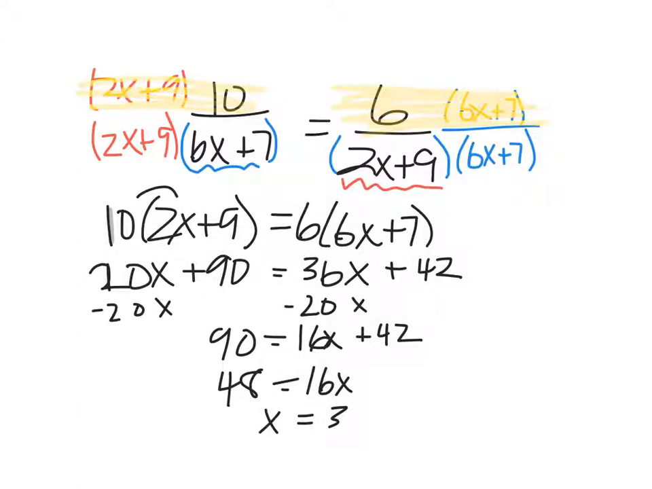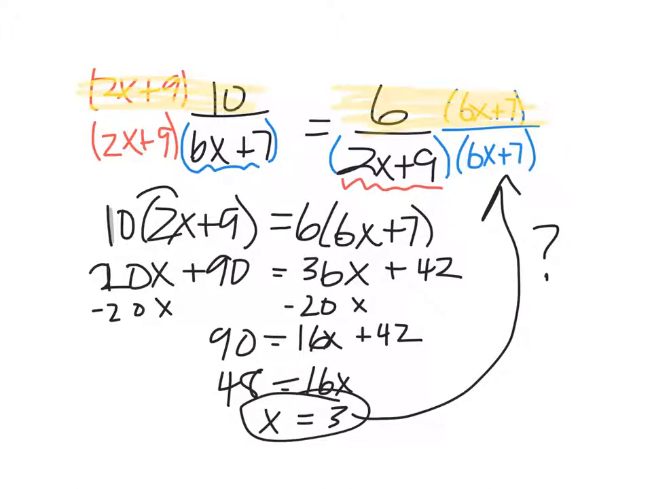And then we want to check, our last step is to see if that would make my original denominator 0. Would that make my original denominator 0? No. Okay, so that's my answer. You can just visually check, is it going to make it 0 in the bottom?